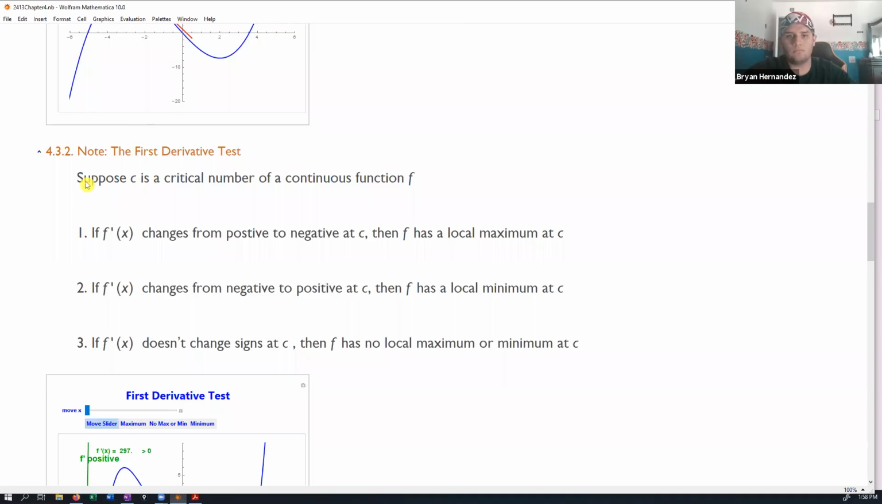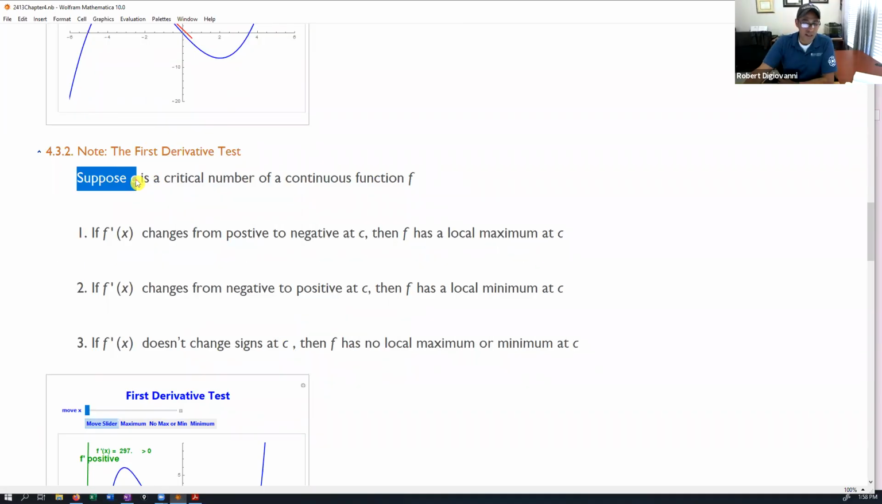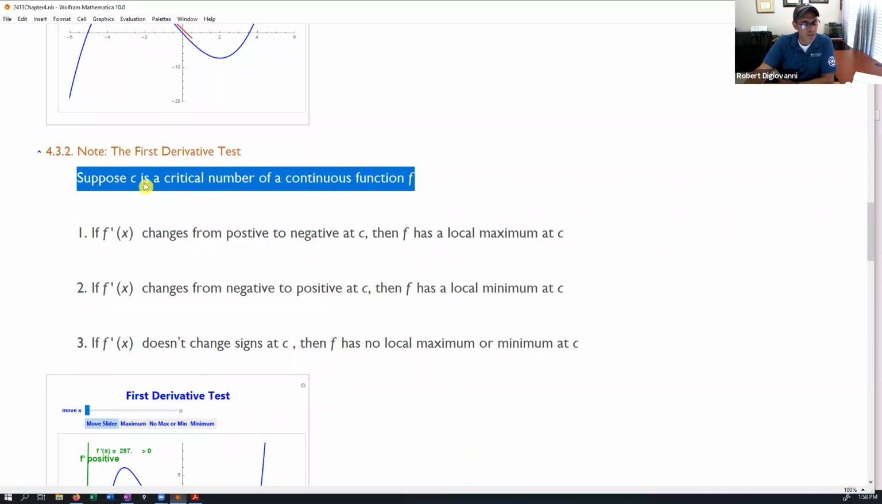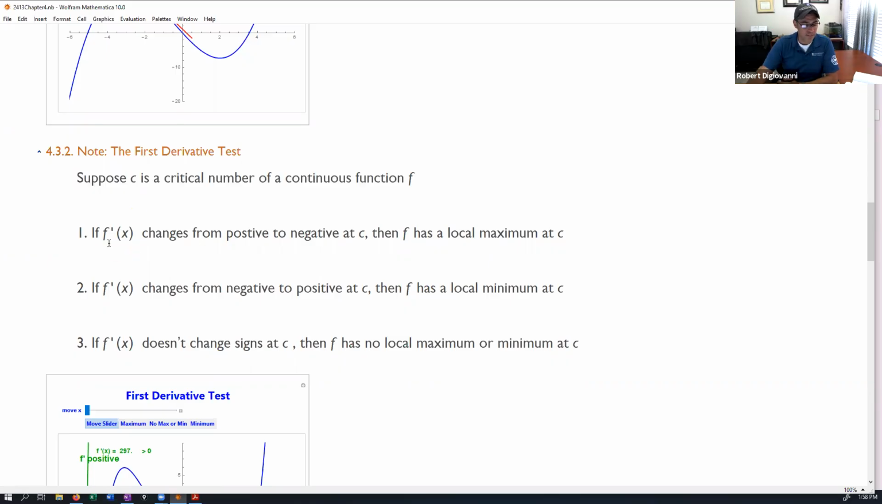All right, suppose that C is some number. Suppose C is a critical number of a continuous function. So what are we saying? C being a critical number means that at C, the derivative is either 0 or doesn't exist. So let's say we're looking at some point on the graph where the derivative is either 0 or it doesn't exist. Then here's the test.